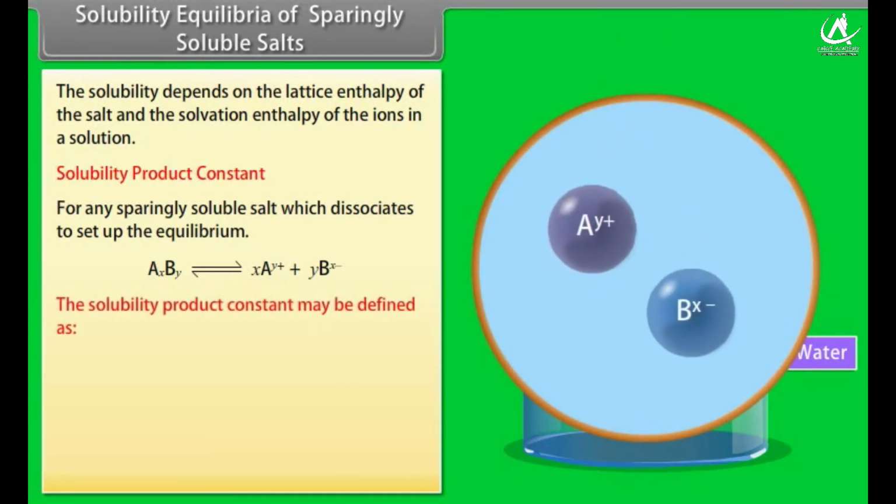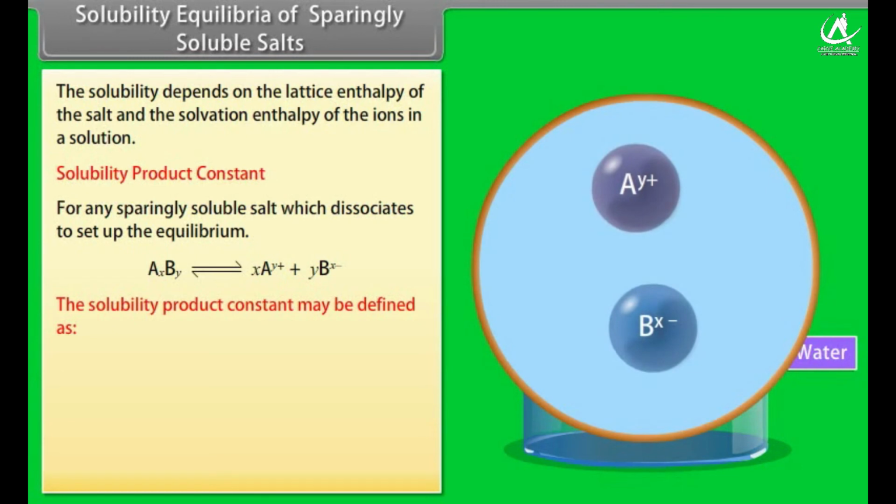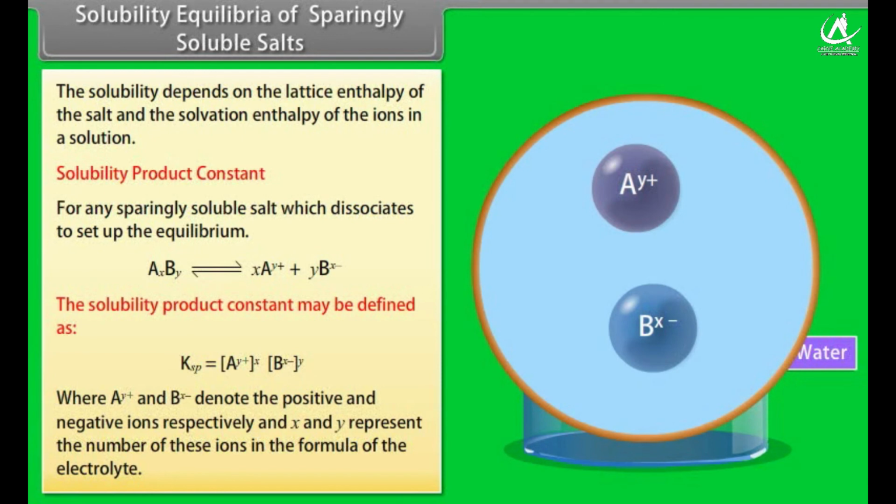The solubility product constant may be defined as the concentration of A^(y+) raised to the power x into the concentration of B^(x-) raised to the power y, where A^(y+) and B^(x-) denote the positive and negative ions respectively, and x and y represent the number of these ions in the formula of the electrolyte.